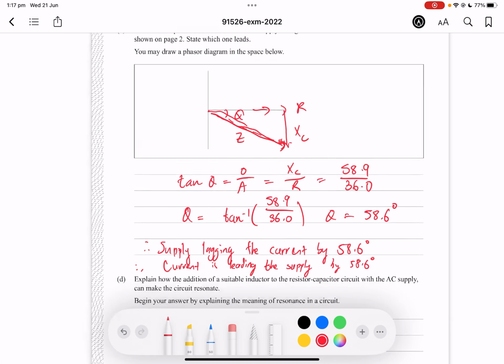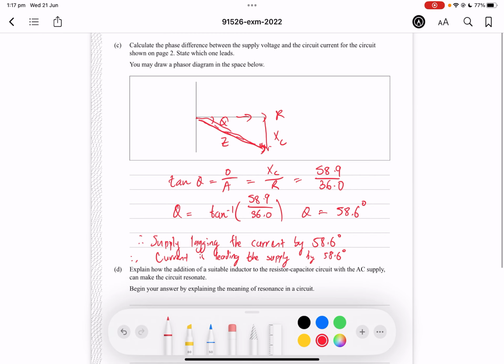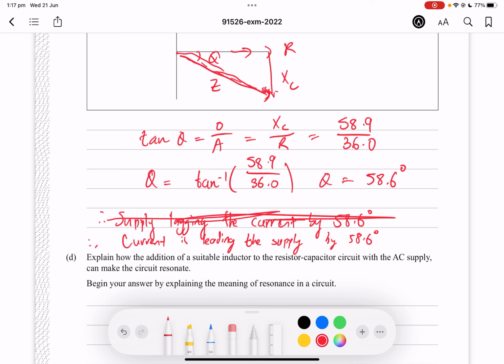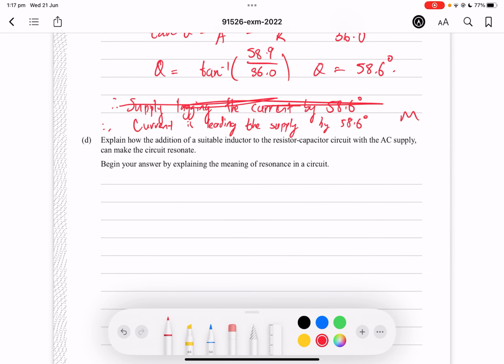So either or should be fine here. It does say to state which one leads, so maybe just ignore this one here and focus on the current leading the supply by 58.6 degrees. That's our final answer for this question, and the correct value and correct statement is a merit. Either of those should just be an achieved.